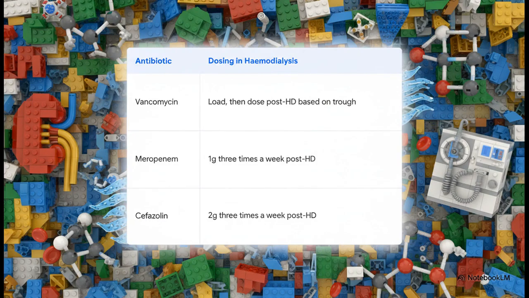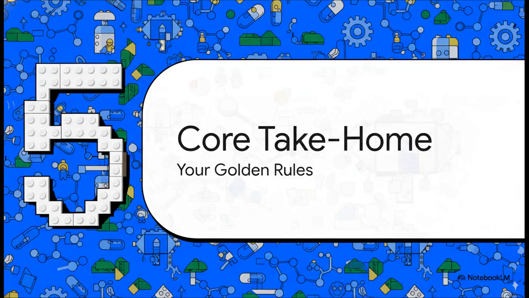And here's what that looks like in the real world. Just look at these common antibiotics. Meropenem, cefazolin, they're typically given 3 times a week, immediately after each dialysis session is over. For a drug like vancomycin, we're even more careful. We'll check a blood level before dialysis to guide our redosing, but we still always give the dose after the session.